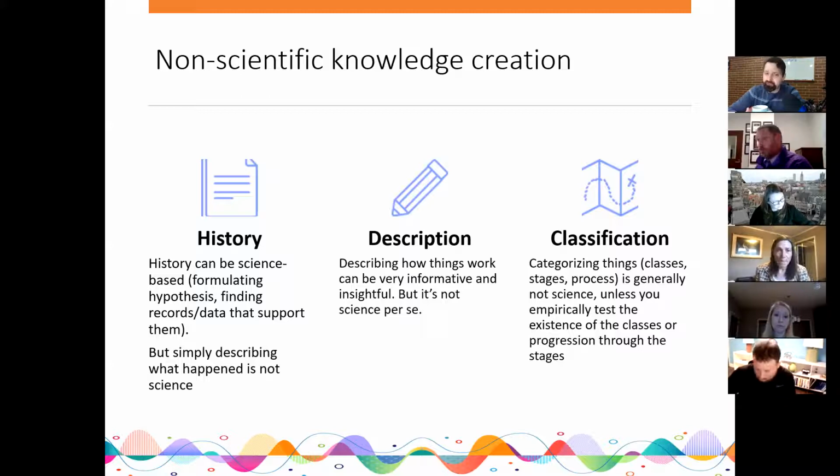Like, for example, history. So history can be science-based. You may have a theory that something happened during the Second World War and this is why something else happened. And so you can then have a hypothesis that perhaps this individual played a critical role, and this is why. And so you go to the archive, you look for the records, some documents. And so those documents support your theory. So in that case, it's basically science.